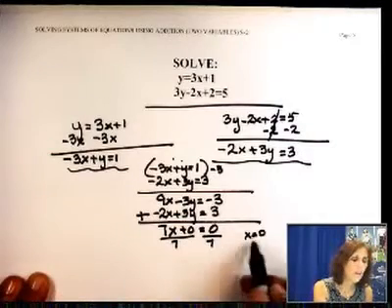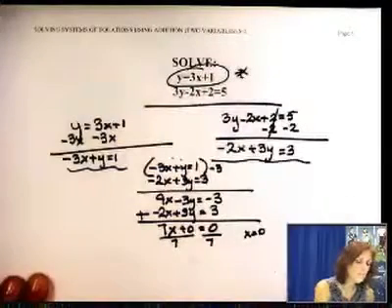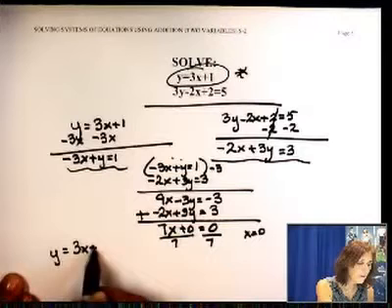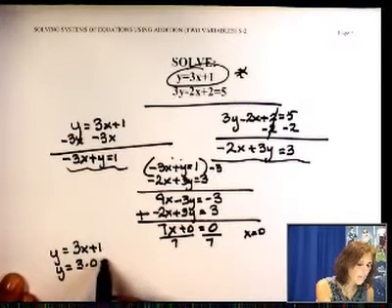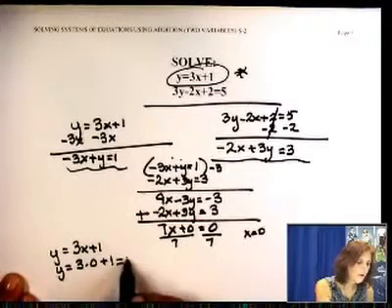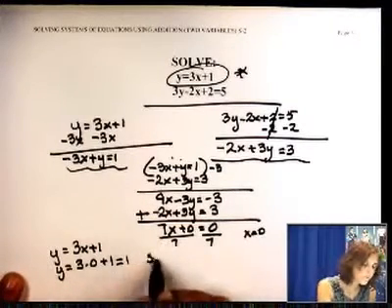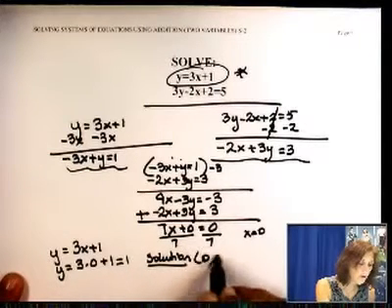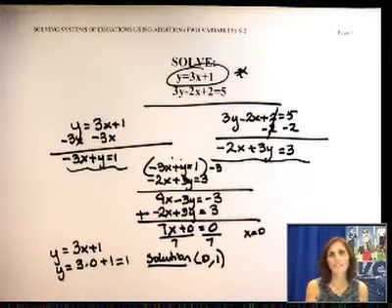All right. So if x is 0, let's plug it into this equation. I'll take y equals 3x plus 1. y is what when x is 0? y is 1 when x is 0. So what's the solution? The solution is (0, 1). And this is the end of this method.